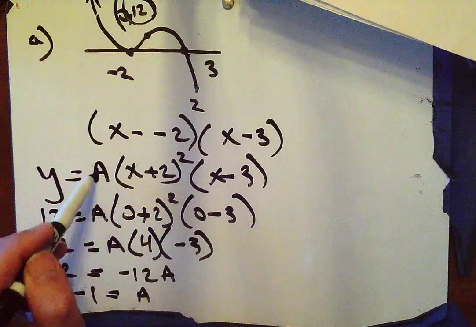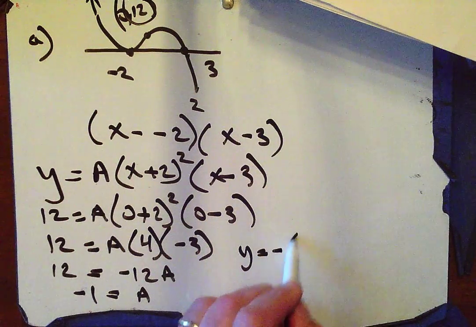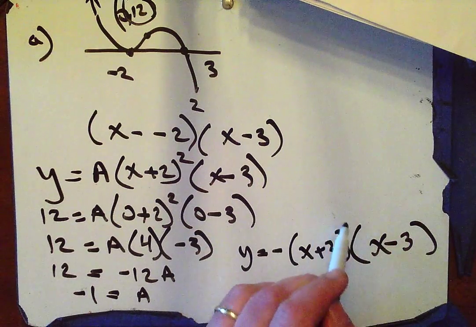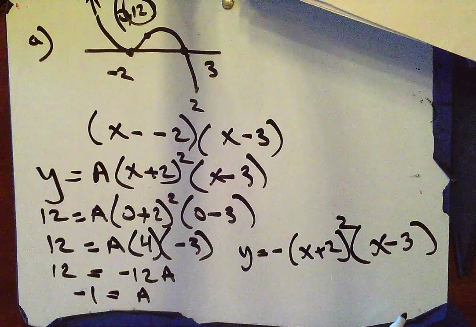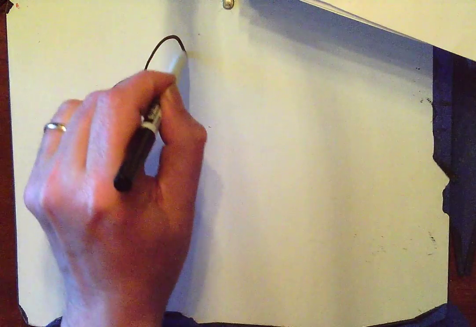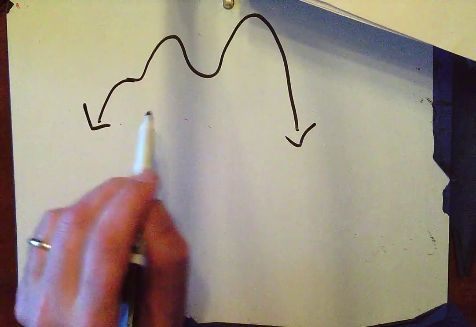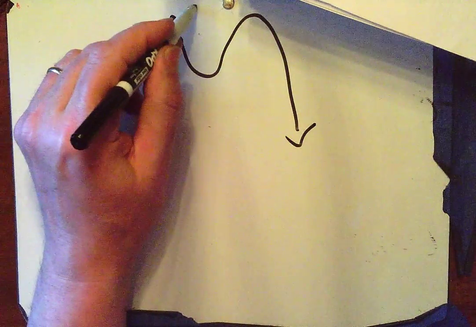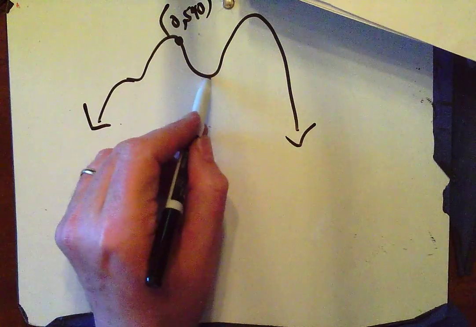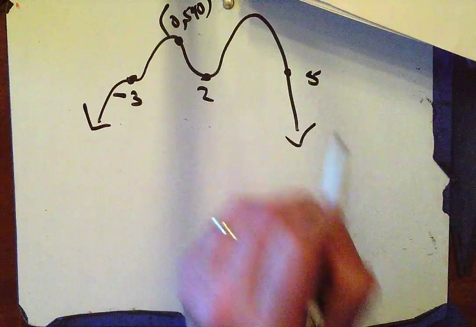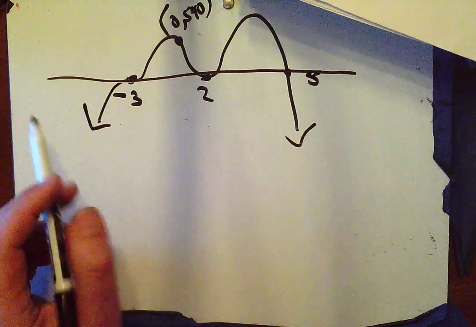We need to plug that negative 1 in there. Y equals negative x plus 2 squared, x minus 3. Okay? Okay. Second problem, part B. B gives me a wiggle, a bounce, and a pass-through, and a y-intercept 0, 540. This point is located at 2, this is negative 3, and this is 5. And these are our x-intercepts.